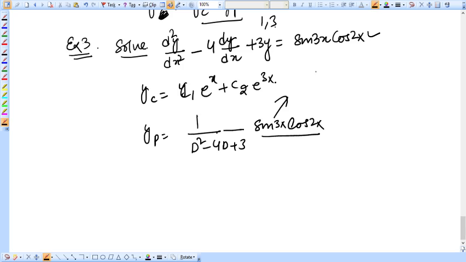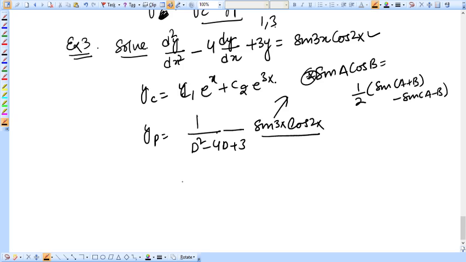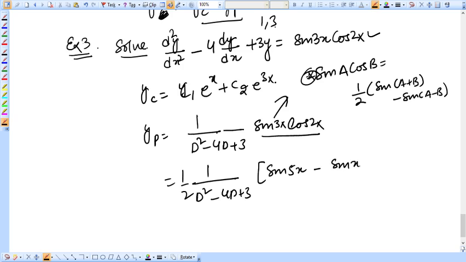Since we don't have a formula for such a product of trigonometric functions, we will have to separate this. We know sin a cos b is equal to half of sin(a plus b) plus sin(a minus b). Okay, we know this formula, right? So therefore we can write this as 1 over d square minus 4d plus 3 into, instead of this, half outside, sin 5x minus sin x only.